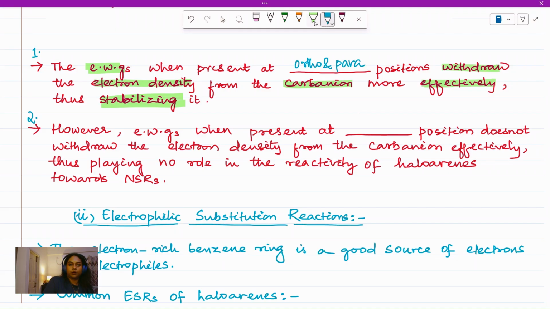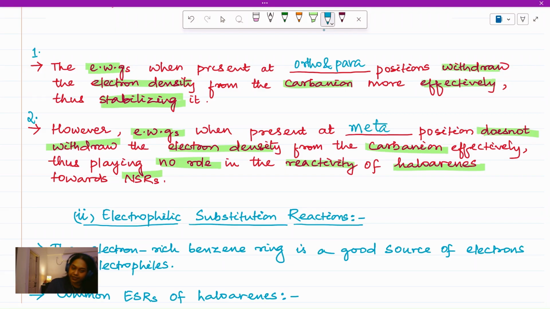Yes. Okay. And what the next question asks us is electron withdrawing groups, when they're present at what position, do not in fact withdraw the electron density from the carbanion and thus have no role whatsoever in the reactivity of haloarenes towards nucleophilic substitution. And what do we get? There is just one other position left, meta.